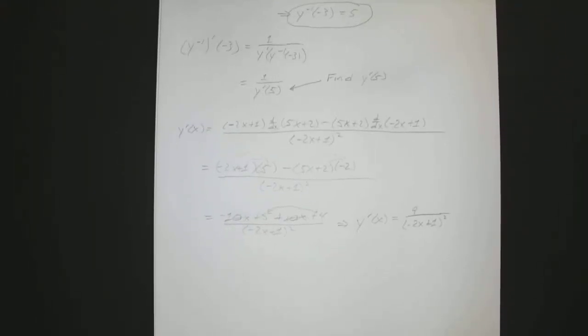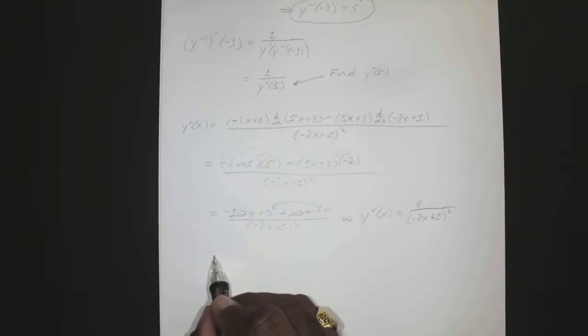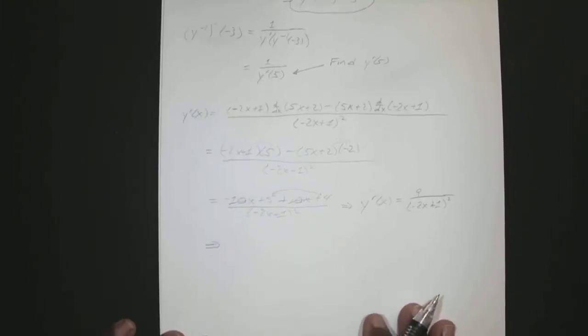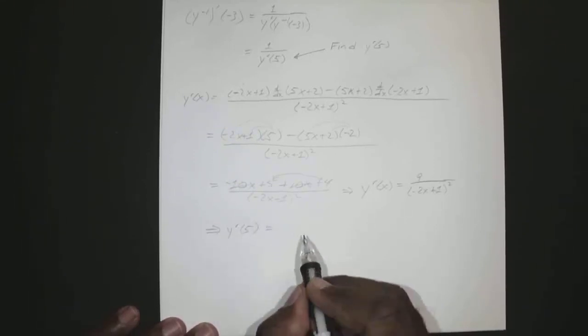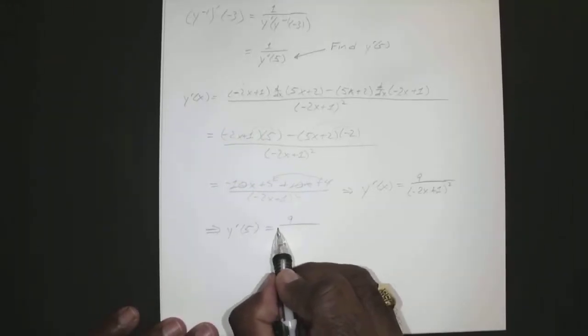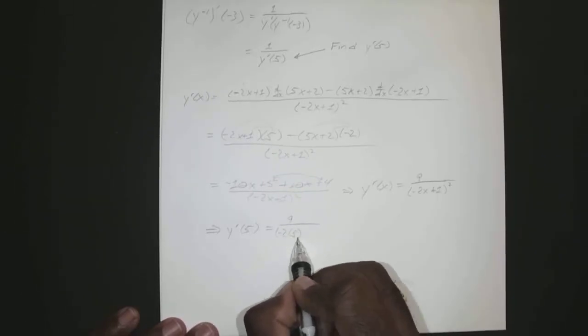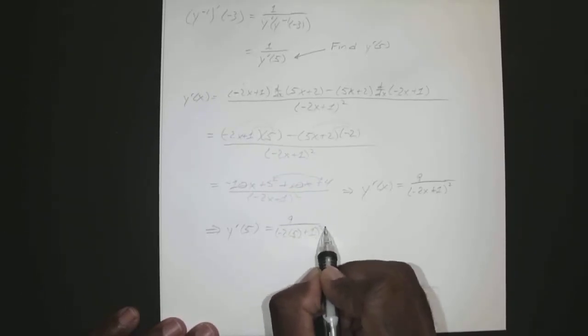We don't need y prime of x, we need y prime of 5. So y prime of 5 is just equal to 9 over negative 2 times 5 plus 1 squared.